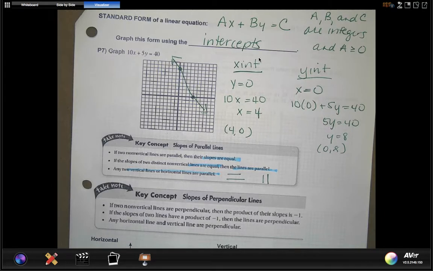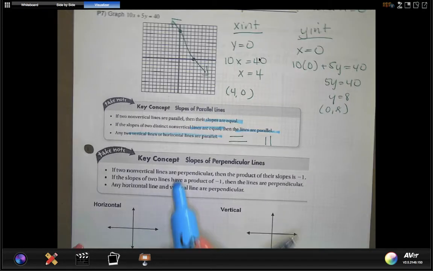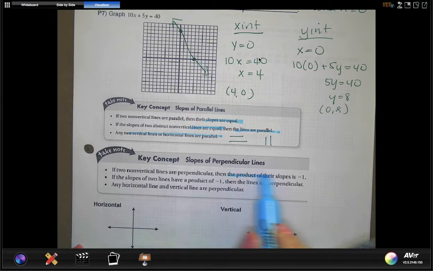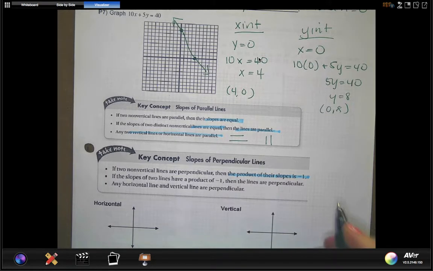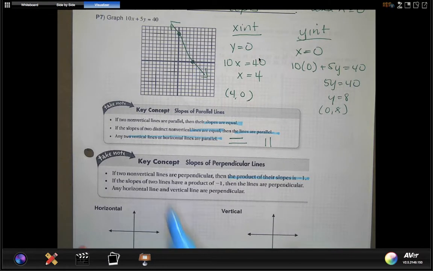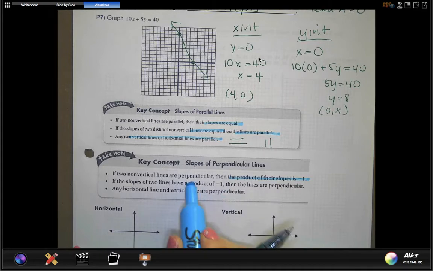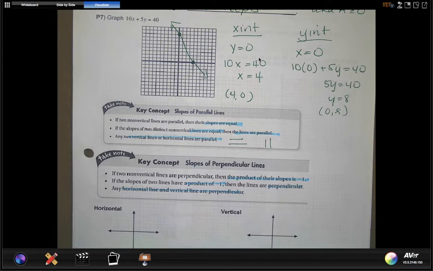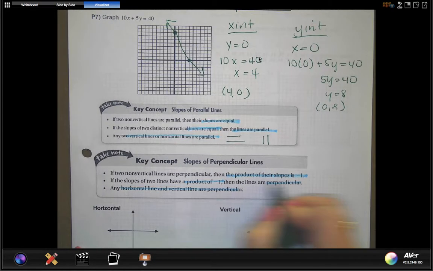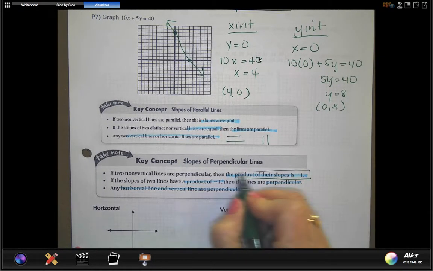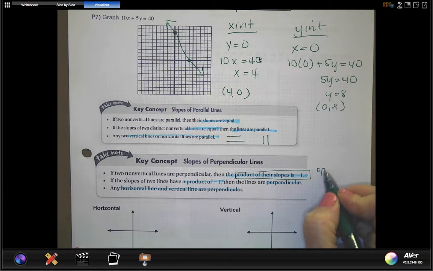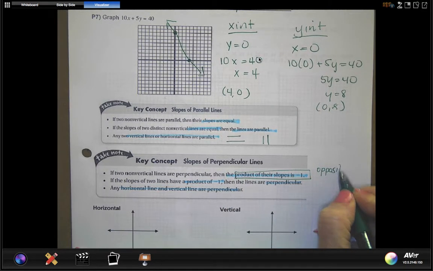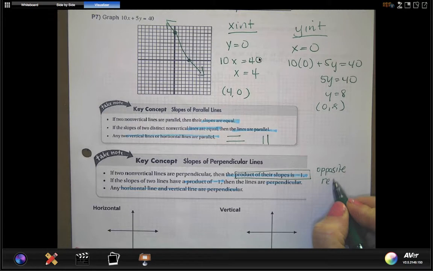Perpendicular. If two non-vertical lines are perpendicular, then the product of their slopes is -1. If the slopes of two lines have a product of -1, then the lines are perpendicular. Any horizontal line and any vertical line are perpendicular. All right, this product of their slopes being -1, you'll also hear this called opposite reciprocals.